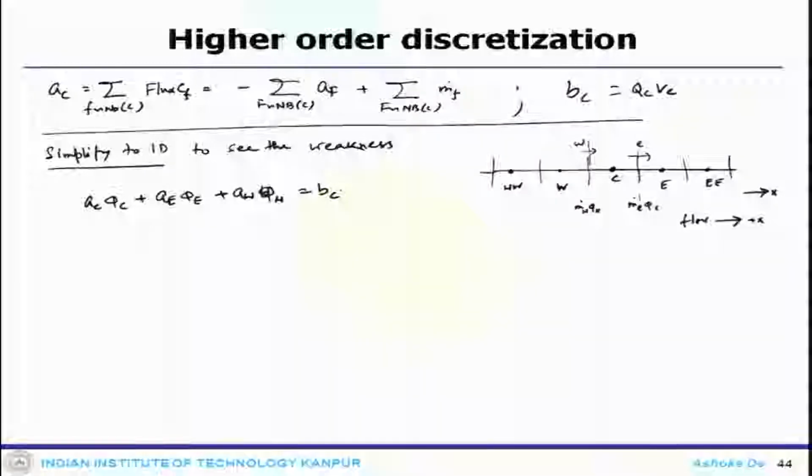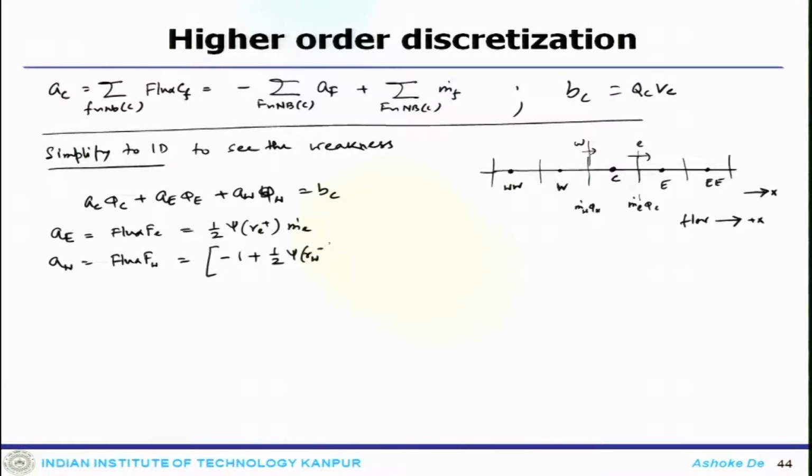Here you can see AE is the flux FE, which is half of psi RE plus m dot E. AW is the flux FW, which is minus 1 plus half psi RW, multiplied with m dot E, and AC is the summation over all these faces, which is nothing but AE plus AW, and obviously your BC is QC VC.